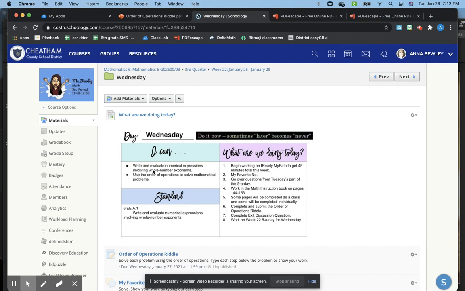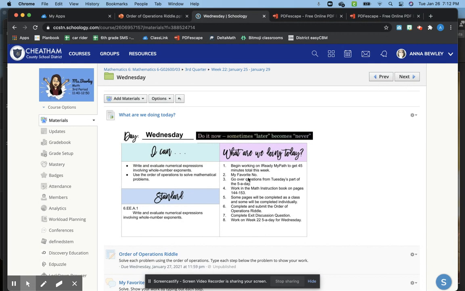So if we're looking at what it is we're doing today, hopefully you've taken some time to do your iReady. Make sure you have the volume turned up and you have your earbuds in so you can actually hear what it's saying. Otherwise, it's just kind of like guessing on what you need to do, which makes it a little bit difficult.